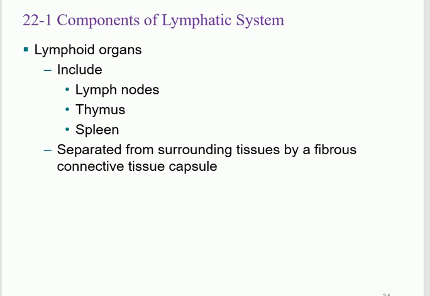Organs include, so what are the organs and what are the tissues? Organs, and everything else will be tissues. Just remember it like this. Organs: lymph nodes, thymus, and spleen. That's it. Anything else that we're talking about are tissues.